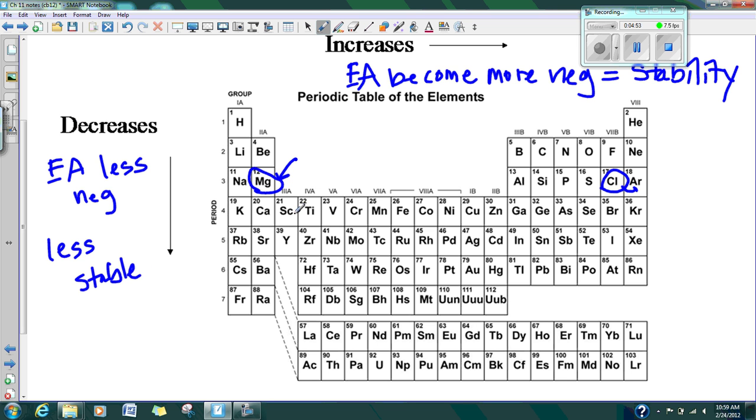And again, keep in mind that our transition metals always throw a little loop there. So really, we're looking at the representative elements, which are these two columns here, and then our nonmetals over here.